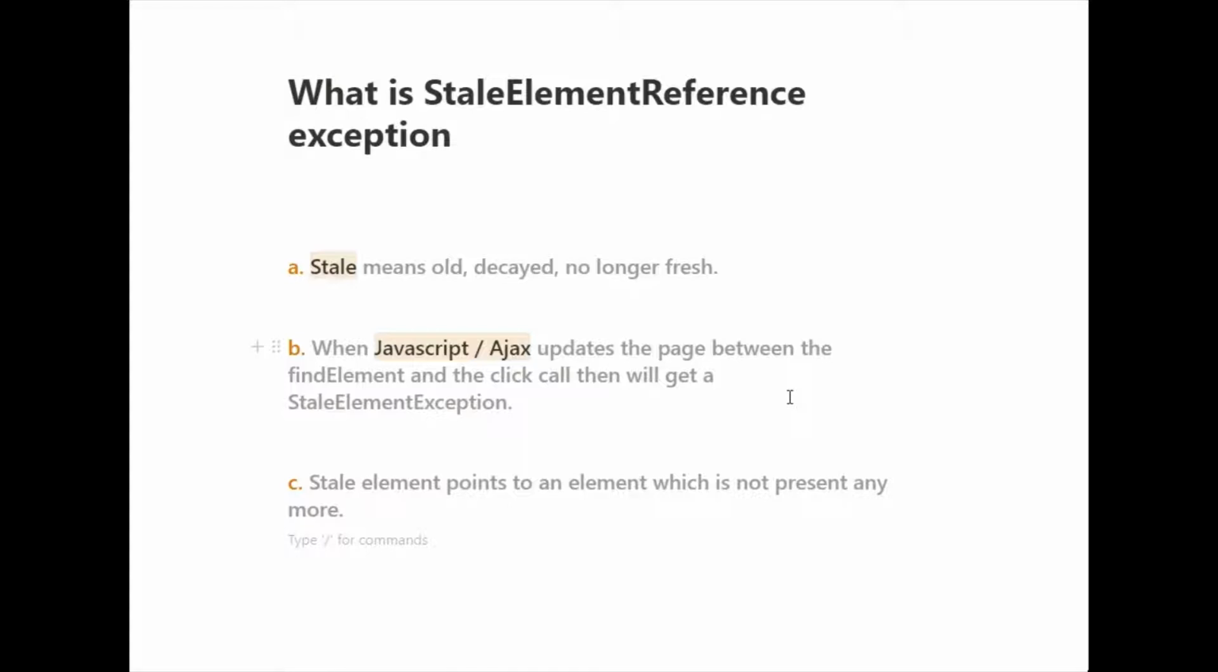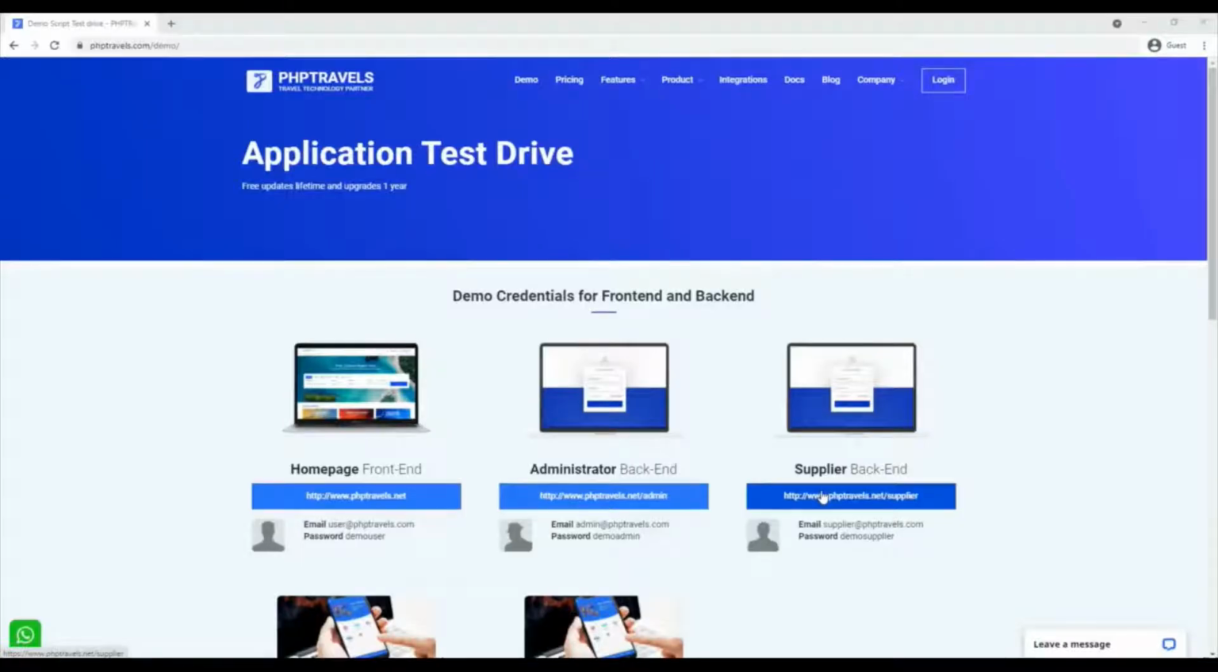Stale element means you are trying to access an element that is no longer attached to the DOM, that is no longer present anymore. That's what stale element exception is. Now I'm going to show you how stale element reference exception can occur.